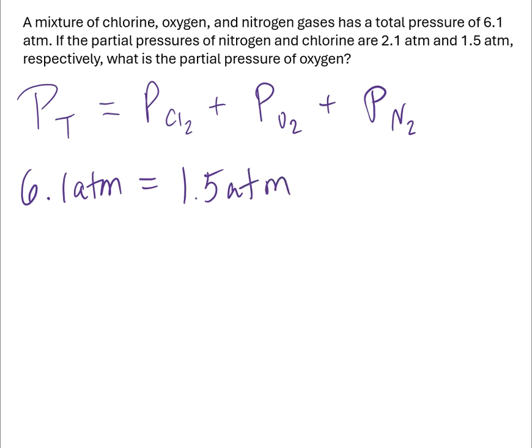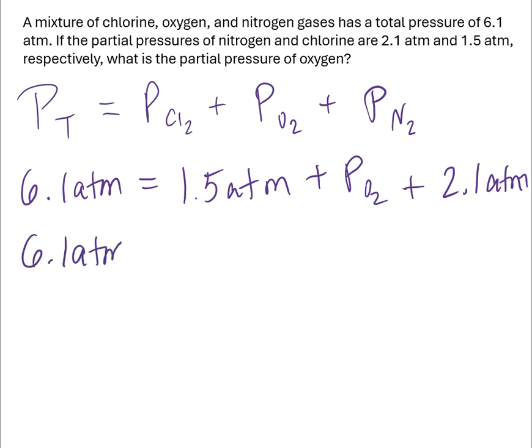So I can just plug that into the equation. We don't know the partial pressure of oxygen. That's what we're trying to find out. And it gave us the partial pressure of nitrogen, which was 2.1 atmosphere. So from there, we can simply do our algebra. I'll go and show the extra steps just to make sure everyone understands where the numbers are coming from.